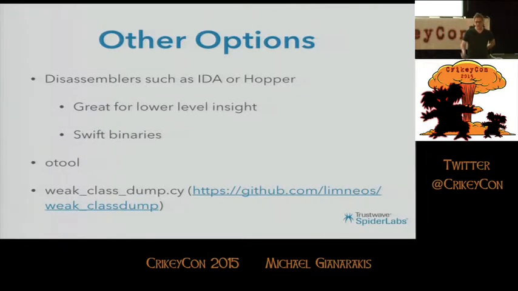otool, which is included in OS X, basically lets you extract the same information, just not formatted in a nice way. And then weak_classdump is a Cycript extension. We'll discuss Cycript a little bit later. You can run it by hooking into the runtime of the app, and you get the same sort of output. So that's great if you can't, for whatever reason, decrypt the actual binary.